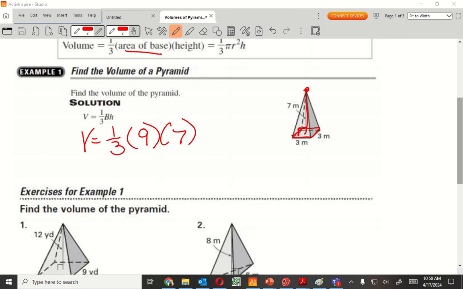And we do the math. Did you do the math? 21. So the volume is 21. What are my units though? Meters cubed. Cubed. M cubed.